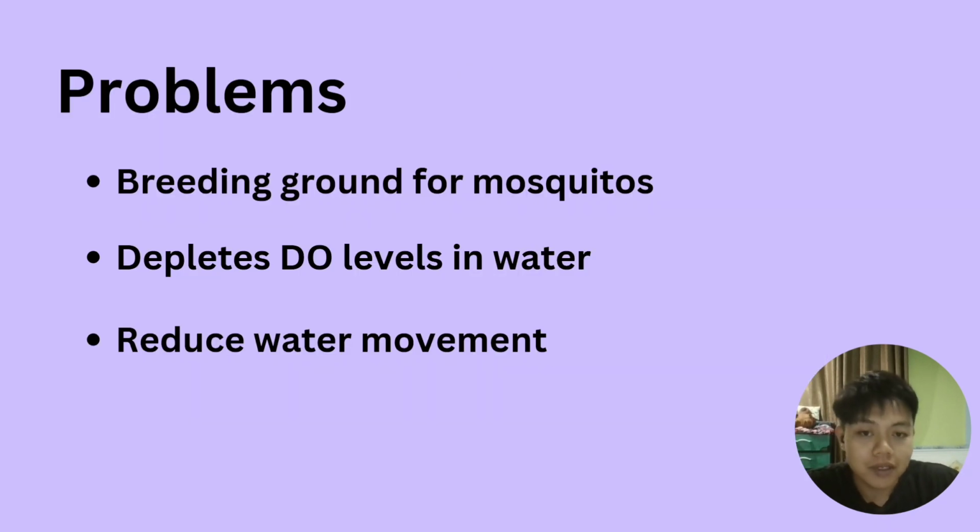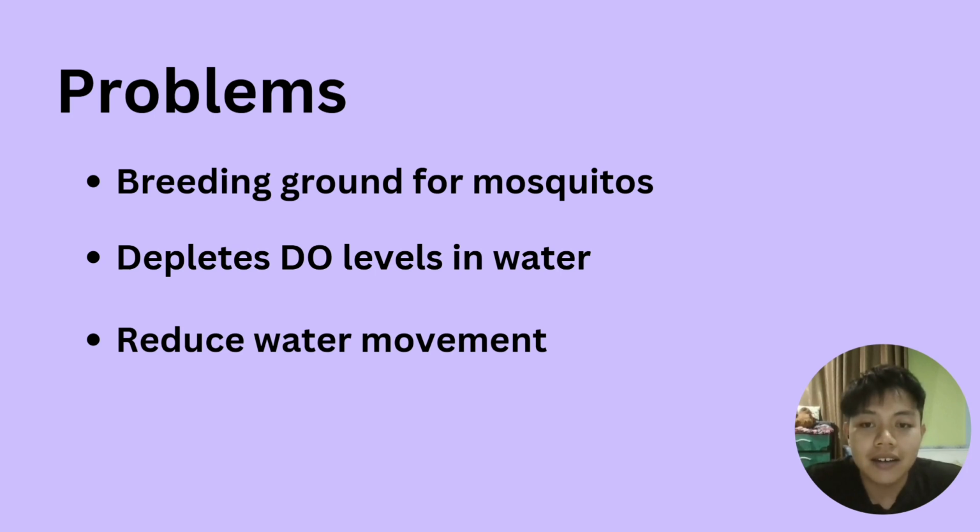For the problems that I have mentioned before in the previous slide, it can become a breeding ground for mosquitoes. So we know that this type of plant is quite huge. I mean, they form in groups, and it can take up the whole river. And this will be a comfortable shelter for the mosquitoes. And with mosquitoes, we can expect some sort of diseases because mosquitoes can transmit diseases.